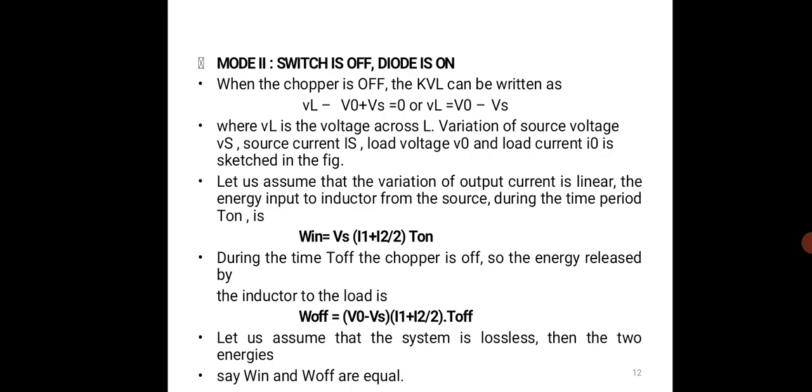The energy input to inductor from the source during the time period, say on time t on, will be given as Vs into (I1 plus I2) by 2 into t on. During the time t off, the chopper will be off. So the energy gets released from the inductor to the load, which will be (V0 minus Vs) into (I1 plus I2) by 2 into t off. So let us assume that the system is lossless. So I can equate W in is equal to W out, or they are equal.